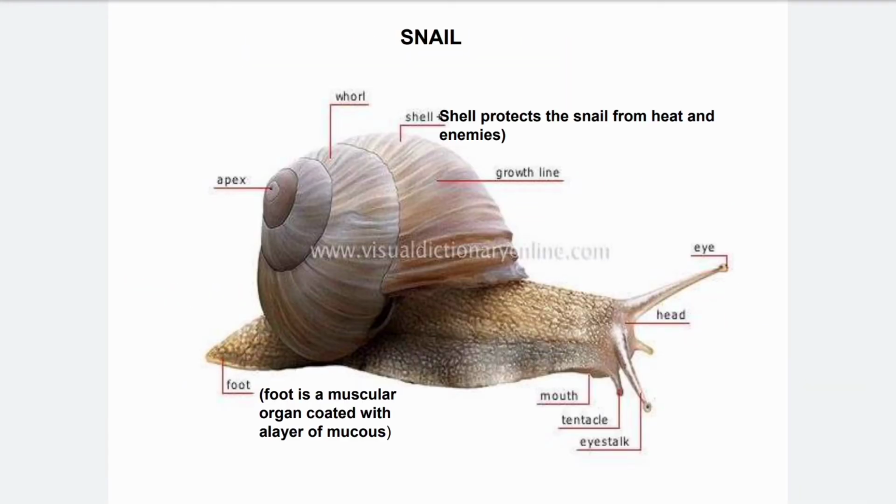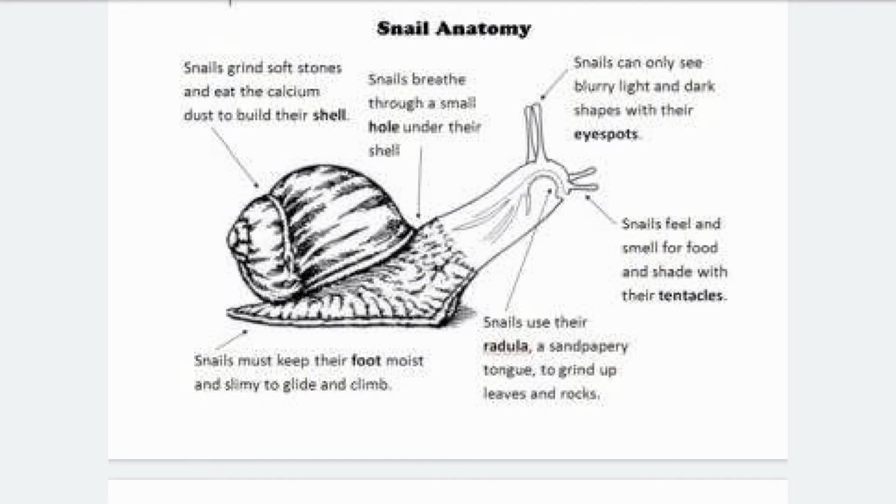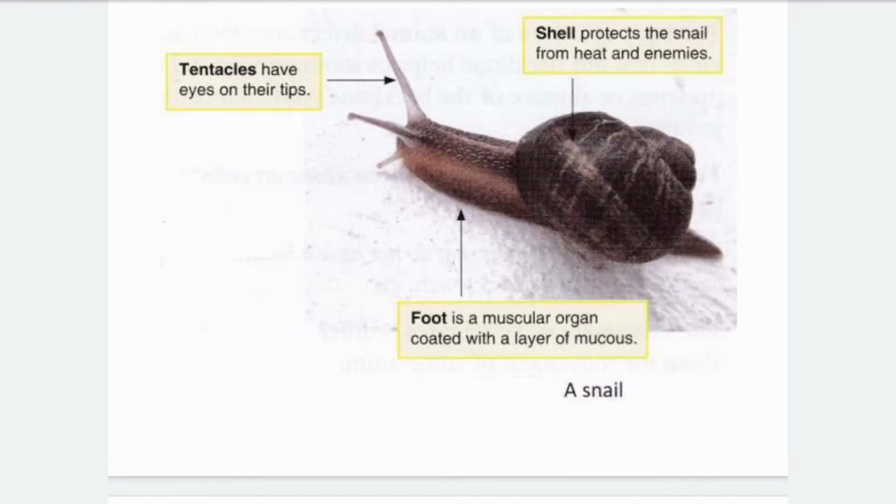Movement in snail. The snail is a very slow-moving animal. Like an earthworm, a snail too has a liquid skeleton. Snails have a shell inside which they can hide to protect themselves from the heat of the sun and enemies. The shell is the outer skeleton, but it is not made of bones. They also have a pair of tentacles that bear eyes at the tips.